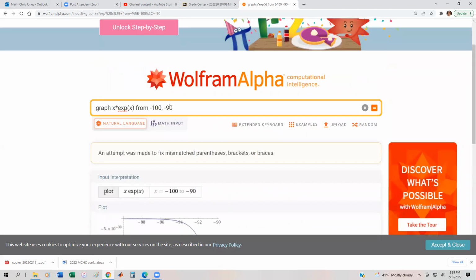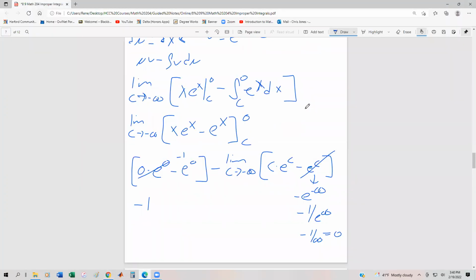Certainly, you could also keep plugging in numbers for a table of values as another way. But clearly, we can see it's going toward 0 as c approaches negative infinity. So this actually goes to 0 as well, and we already know the other part is negative 1. So we get negative 1 minus 0 plus 0, not that it matters, and ultimately this just winds up being negative 1.